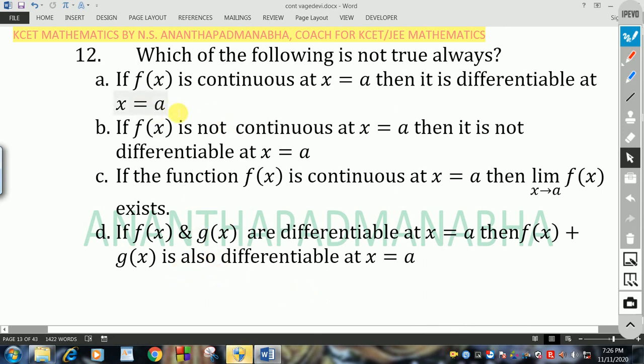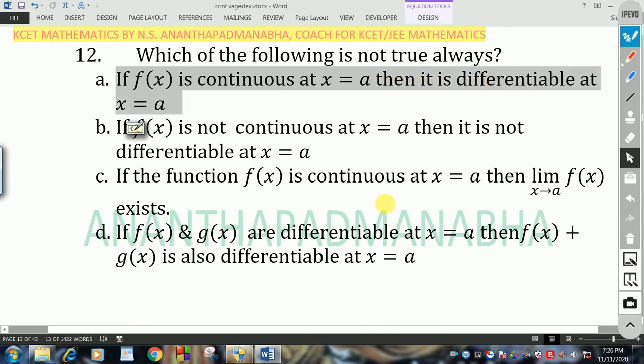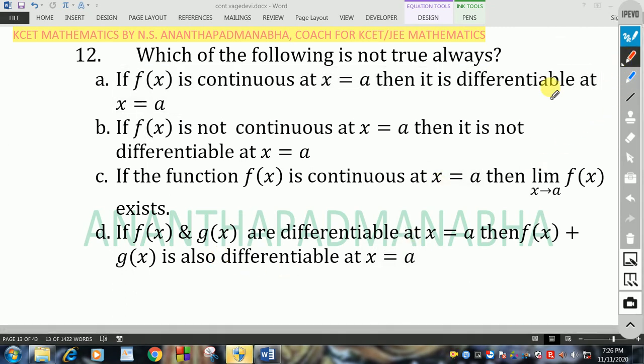So let us check one by one. Let us read option A again. If f of x is continuous at x equals a, then it is differentiable at x equals a. So clearly we have seen in our NCERT textbook with an example also, and it is a property. Always differentiability implies continuity, but the converse is not true.